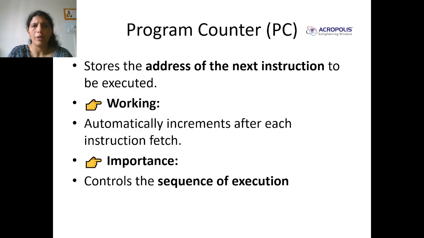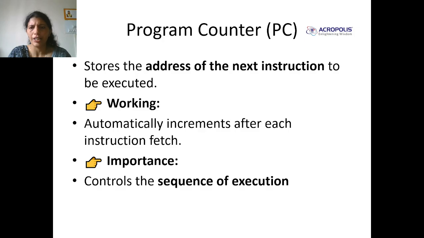Next one is the program counter. It stores the address of the next instruction to be executed. If instruction I1 is executed, then it will store the address of the next instruction I2. It automatically increments after each instruction fetch. If we are executing I2, then our program counter will reflect I3. If there is any jump statement or branch condition, then it will point to that instruction. It will not follow the sequence. In general, it follows the sequence.